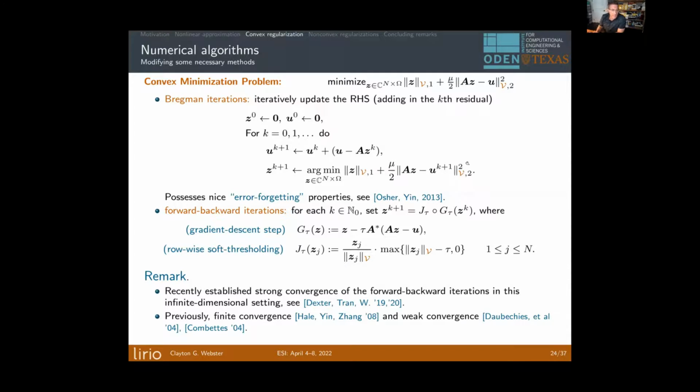In this setting, we were able to show that we get strong convergence, at least in the forward-backward iteration, even in the infinite dimensional case. Previously, all that was shown was finite convergence shown in these papers and weak convergence shown in Daubechies and Combettes' papers. And again, we were able to extend this to show that you get strong convergence, at least in this case. We're working currently on the Bregman iteration case.